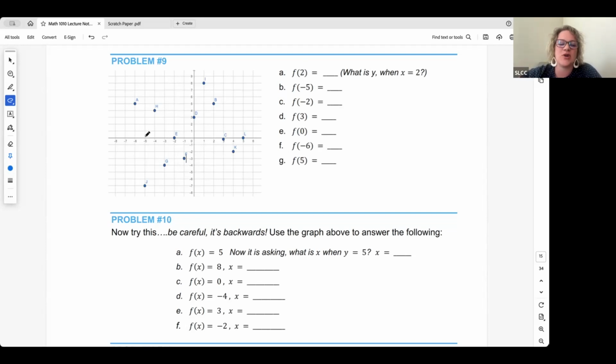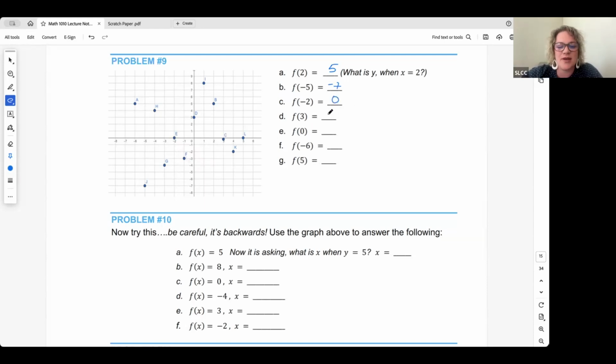2 is the input, so I'm looking at the x-axis. I'm looking at 2. What's that corresponding output? 5. When -5 is the input, what's the output? -7. When -2 is the input, the output is 0.